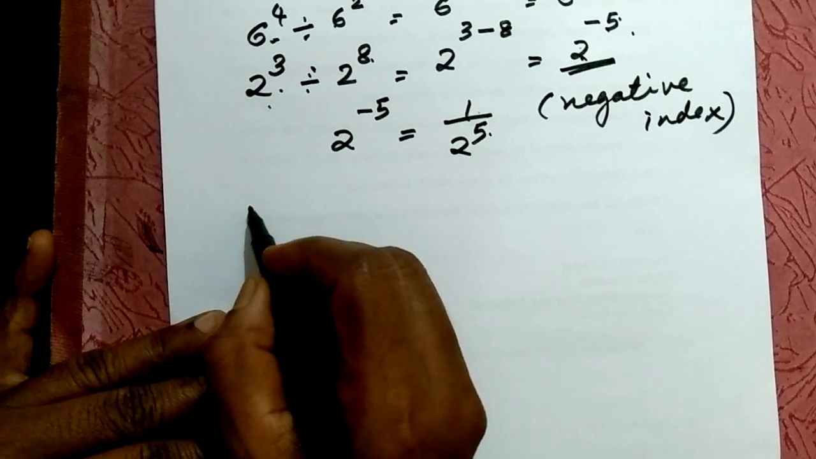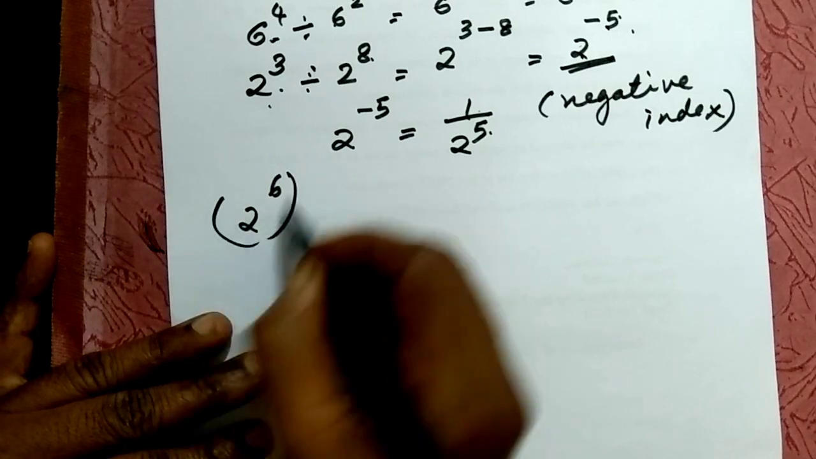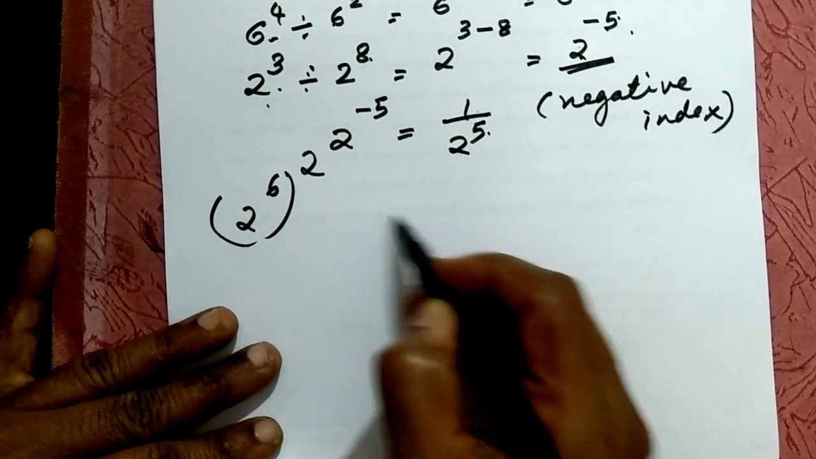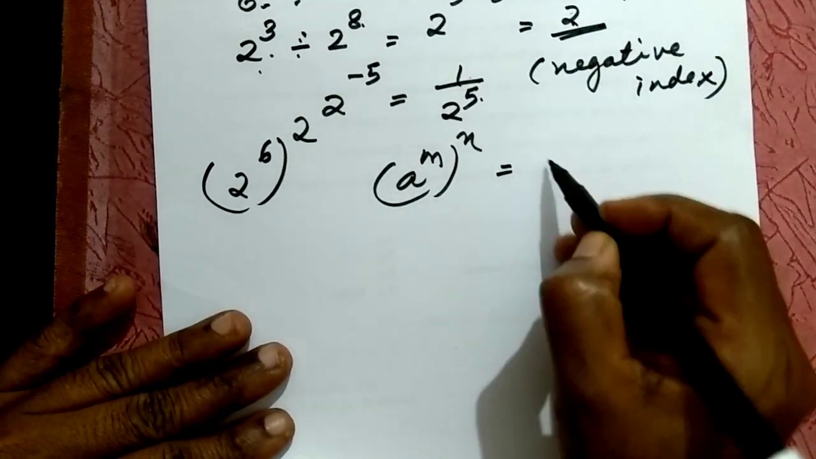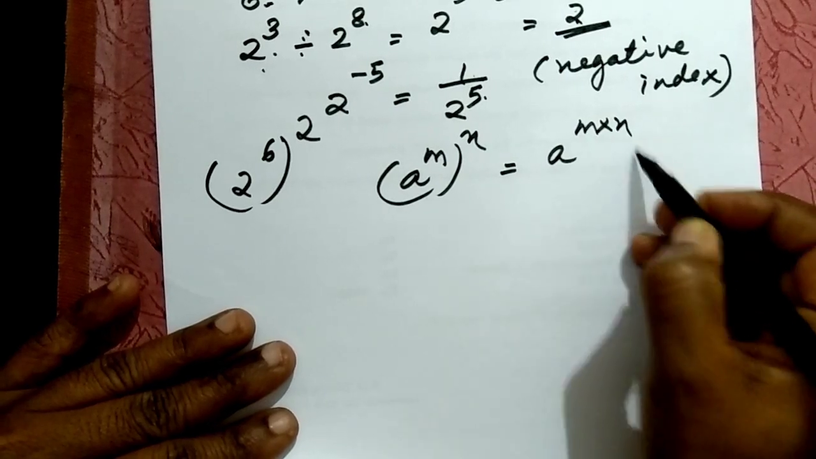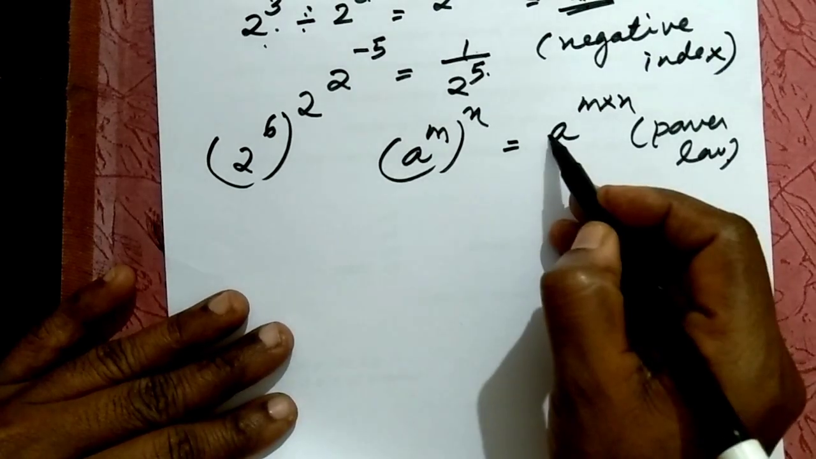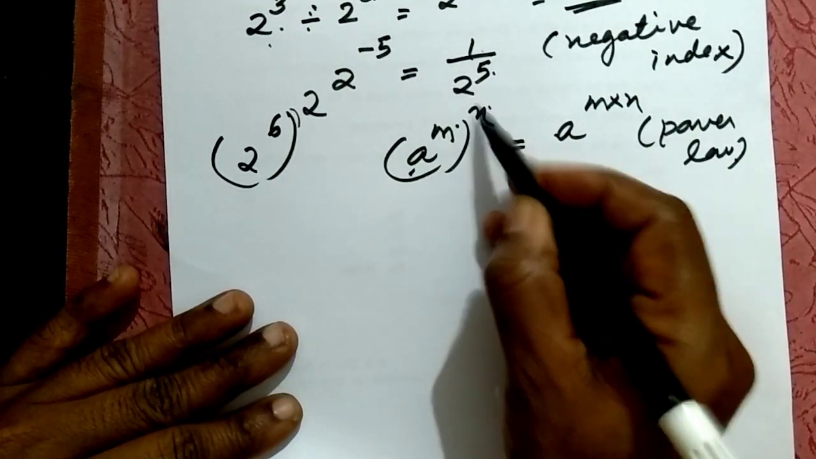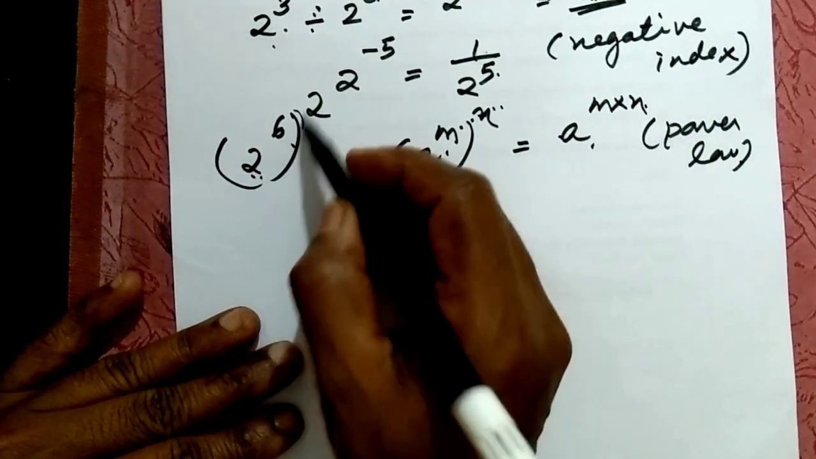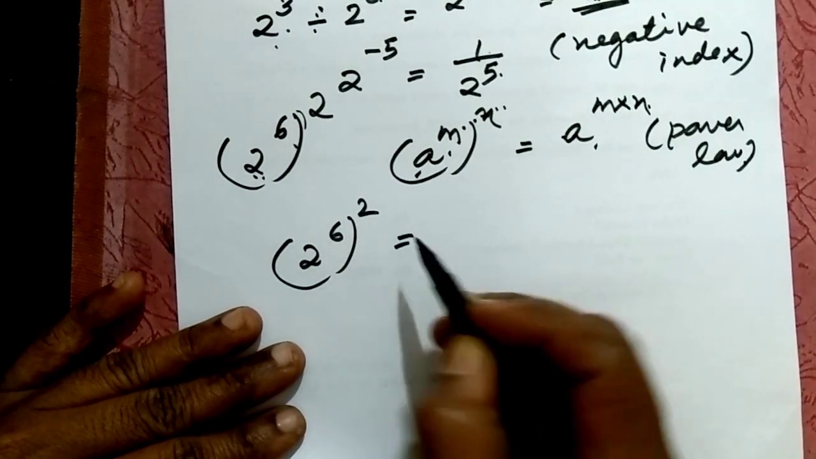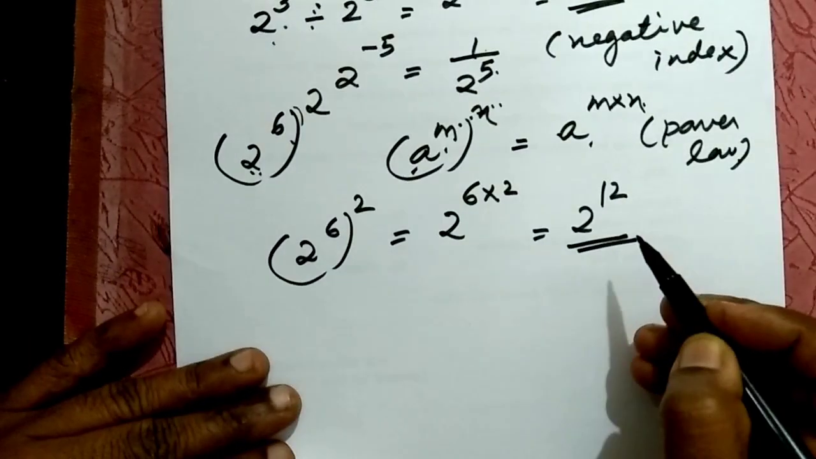Another example, 2 raised to 6 whole raised to 2. What is this? This is a raised to m whole raised to n form. That is a raised to m whole raised to n is equal to a raised to m into n. That is power law. So 2 raised to 6 whole raised to 2 is equal to 2 raised to 6 into 2, which is 2 raised to 12. This is the answer.